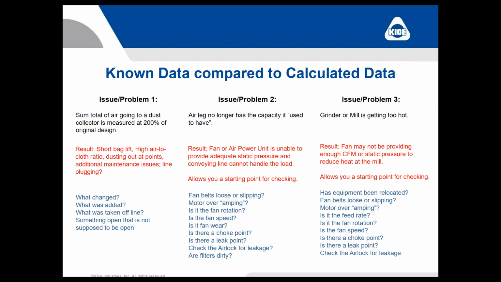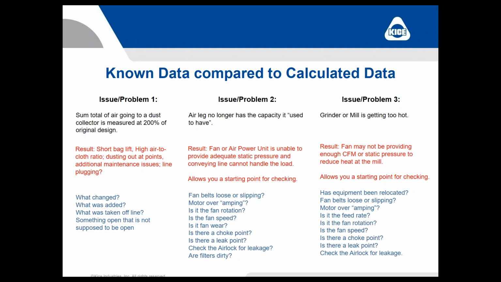Where's the choke point, leak point? Maybe it's the inlet filter on the APU, maybe it's the filter bags on the filter. Last problem, your grinder or mill is getting too hot. You're starting to burn up bearings. Maybe you get some scorch marks. Well, maybe you're not pulling enough CFM and static pressure to reduce the heat at the mill.